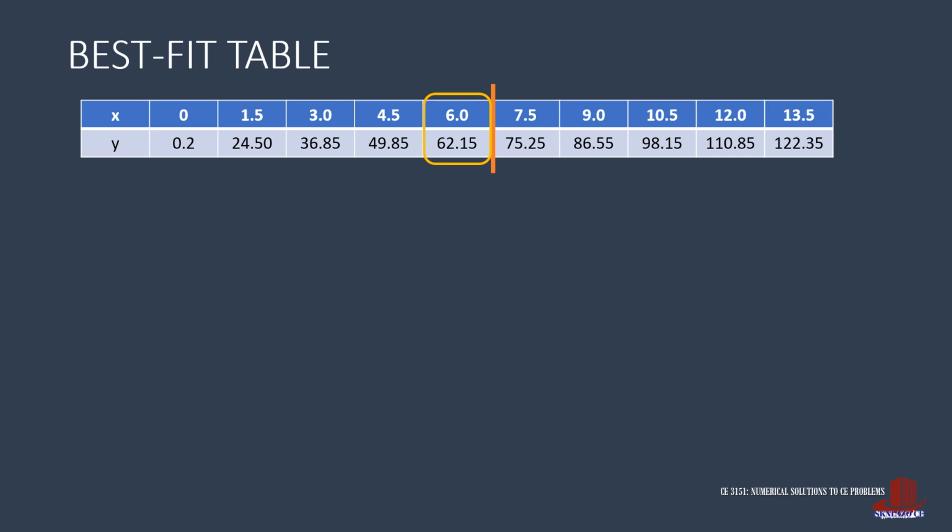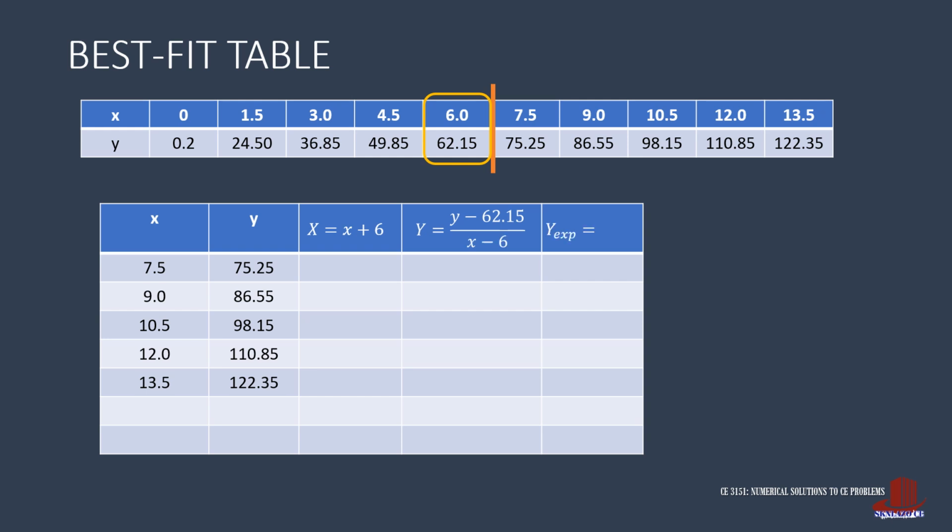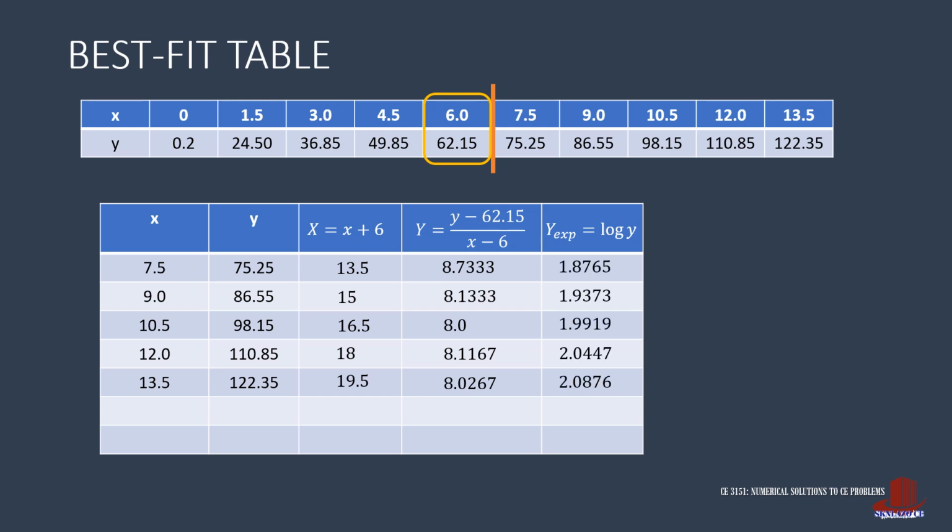Let's move to the next half. So the table starts with x of 7.5 until 13.5, and the additional columns remain the same. The third column contains capital X values from x plus 6. Then right after is capital Y with the function y minus 62.15 upon x less 6. The last column is for exponential y, which is solved by logarithm of y.